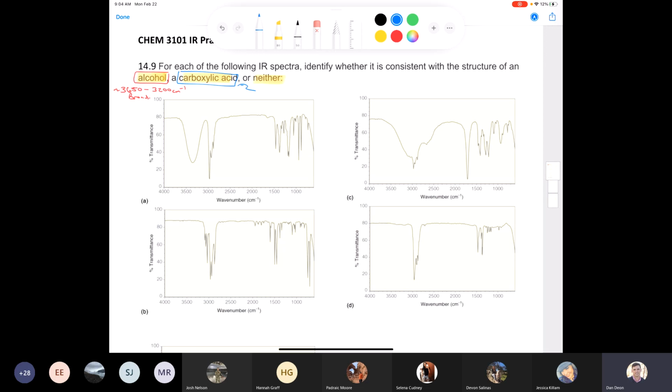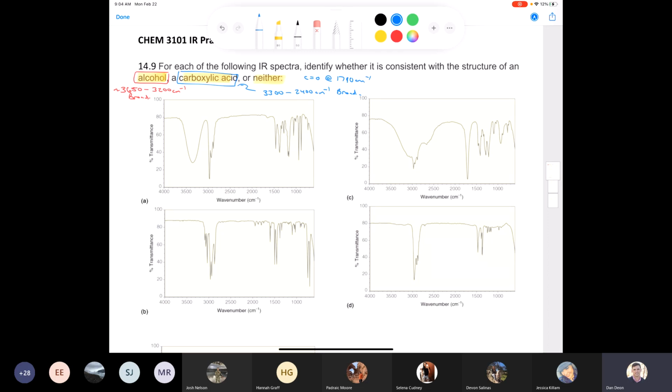I want to make sure I get it exactly the way that it is on the table. It says it's around from 3,300 to 2,400 reciprocal centimeters, and it says it's broad as well. Now, there is other information provided for the carboxylic acid, like the carbonyl, which is at 1710, okay? And it also gives you information about carbon-oxygen stretching for both of them.